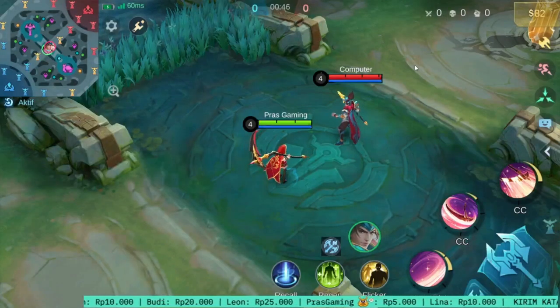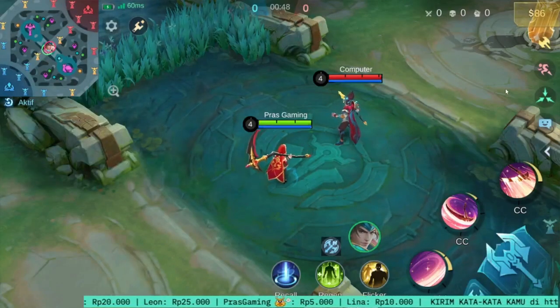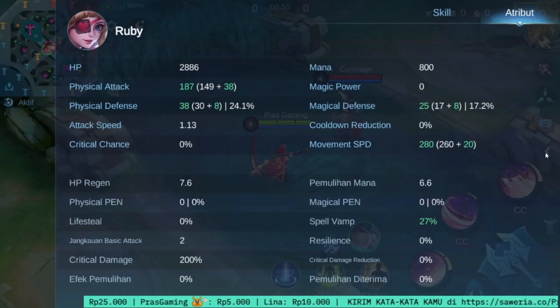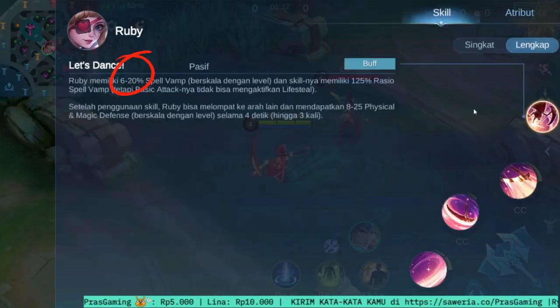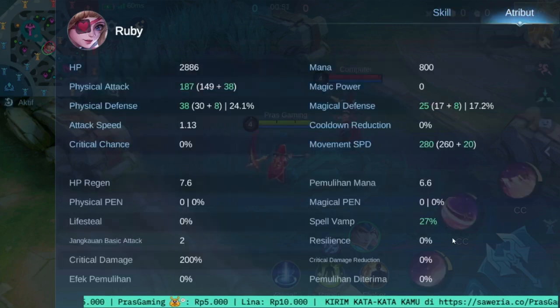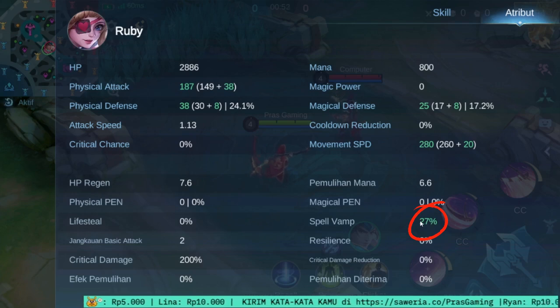We now jump to Ruby, a hero who has 6 to 20% SpellVamp on her level. Here we can see, without buying any item, Ruby already has 27% SpellVamp, while the other hero only has 18%, even though their emblem and talent are the same, namely Fighter and Festival of Blood.